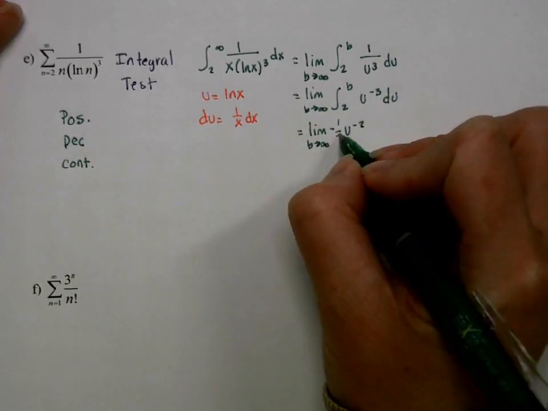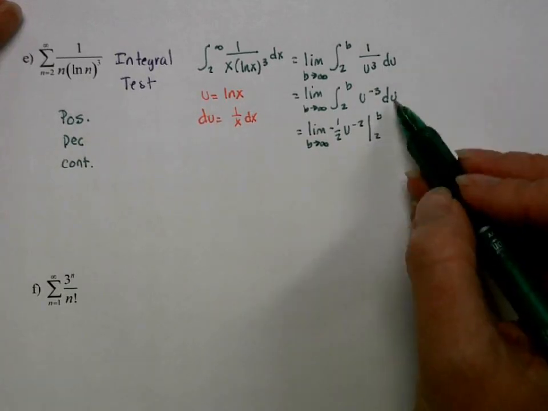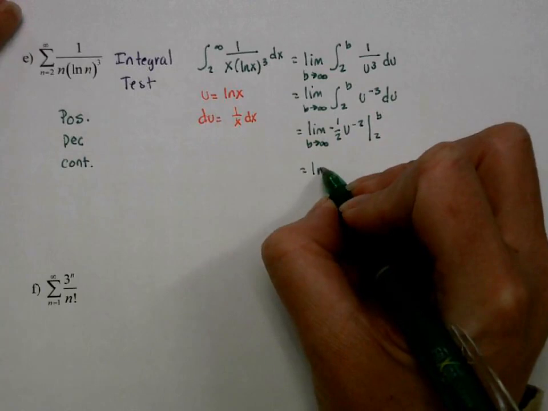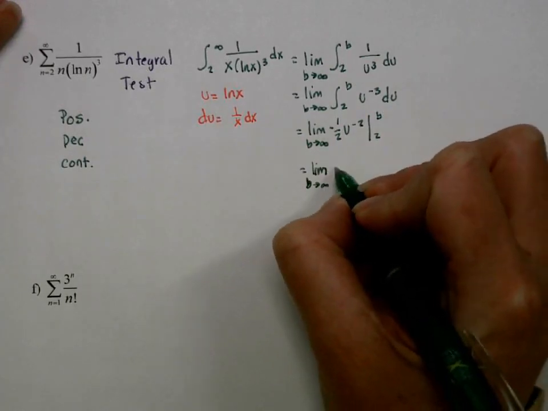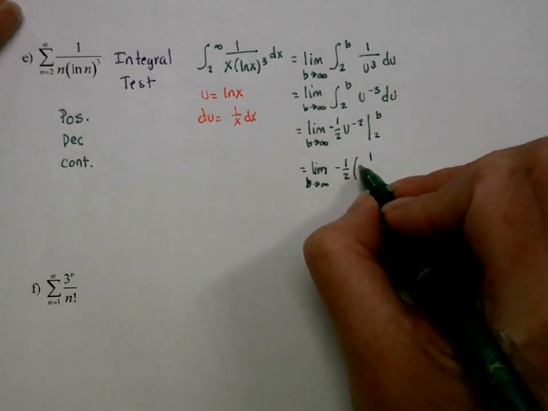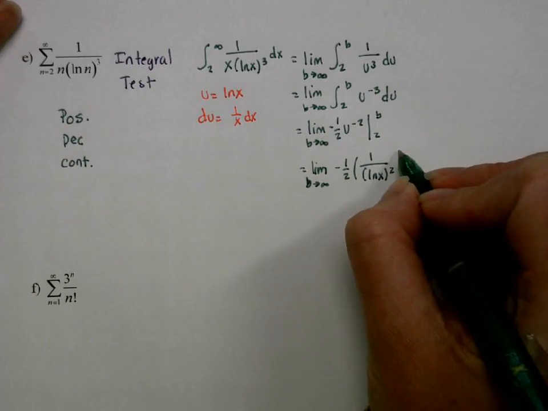Before I use my limits of integration, I'm going to go ahead and substitute back in the natural log. So we're going to have negative 1/2, and I'm going to go ahead and put it in the denominator. And then we will evaluate and see what happens.